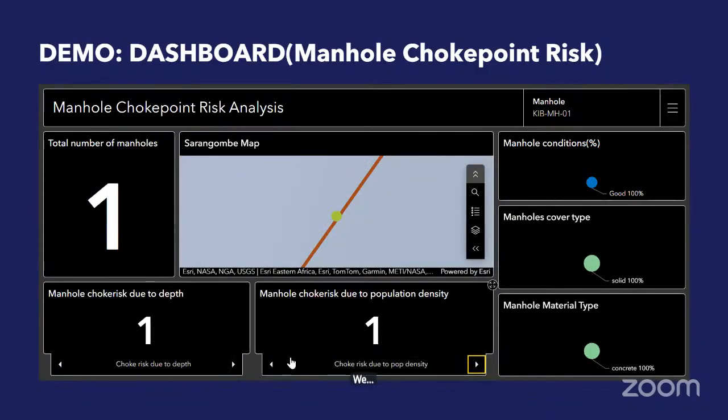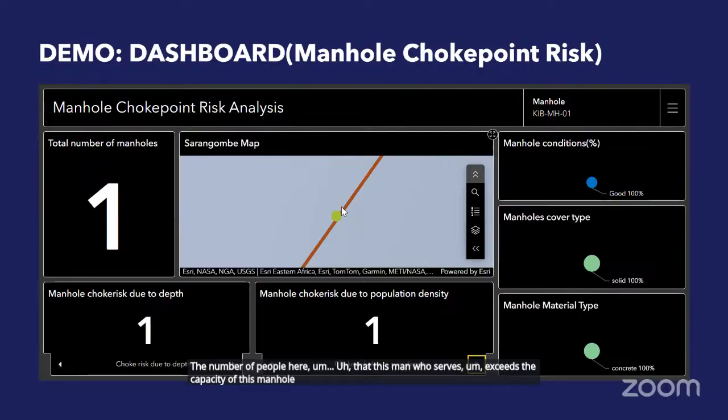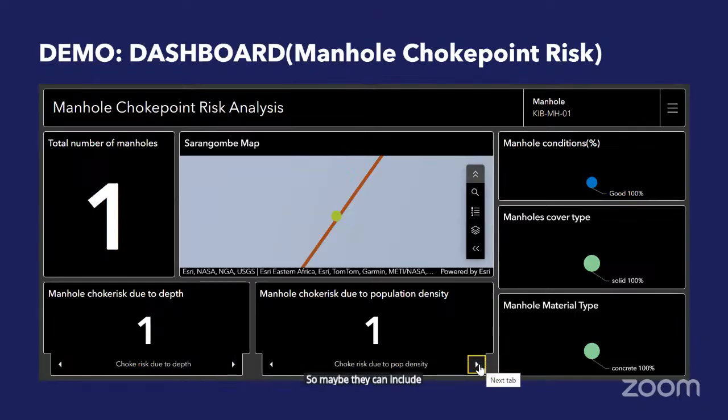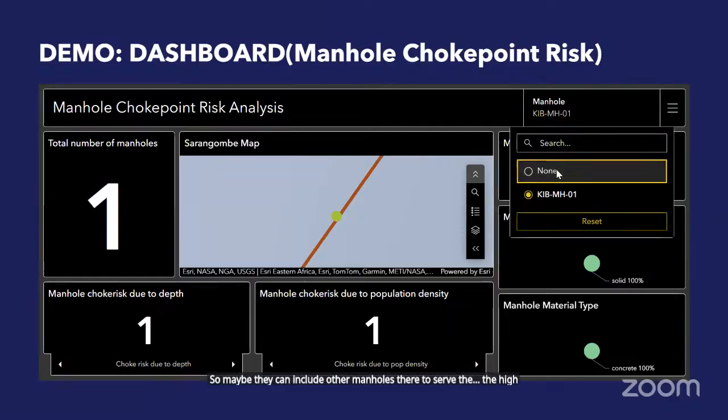You can also check if the manhole is at risk of choking due to elevation, and also due to population density. And you can see this manhole is at risk of choking because the number of people it serves exceeds the capacity of this manhole to hold the waste that is passing through here. So maybe they can include other manholes there to serve the high population around the specific manhole.